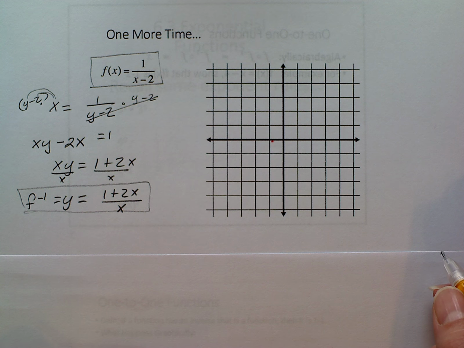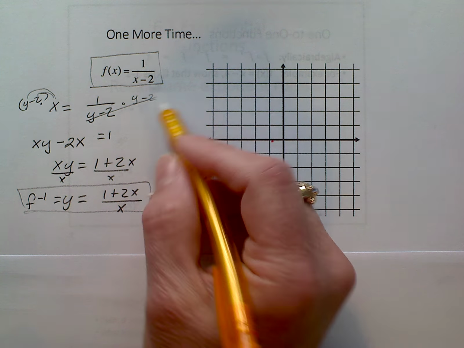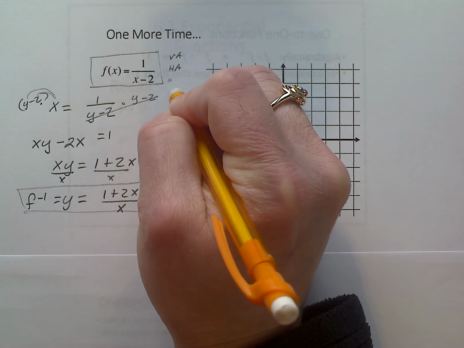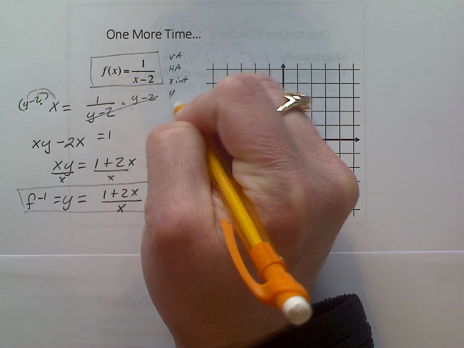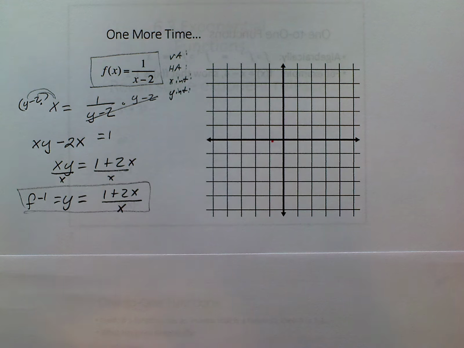Oh, you thought all that stuff was gone because you took a test, didn't you? It's not how it works. Alright, let's graph our function. Vertical asymptote, horizontal, the x-intercept, and the y-intercept. That's what I want to look for, and then we can sketch a graph.